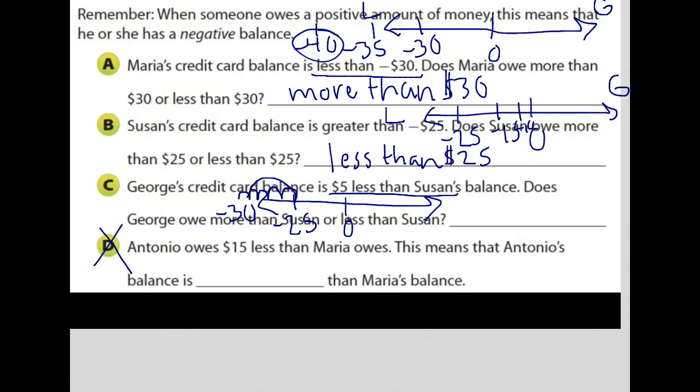So less than Susan's balance would mean I'm going left, less, G for greater. So George would actually have to owe more money in order to get to 0 than Susan would. So I'll write down George owes more because he's farther away from 0, so it's going to take more money for him to pay off his credit card balance. And those are 3 problems.